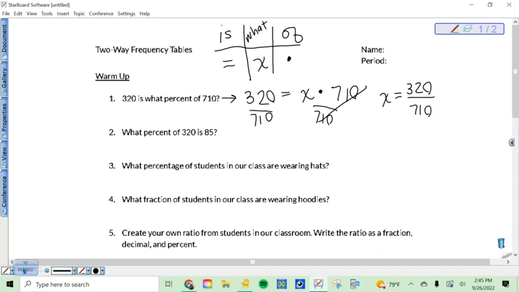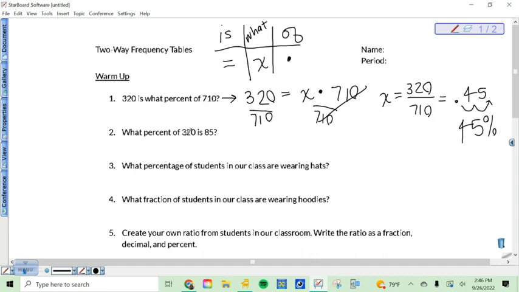Can someone tell me what that is as a decimal? The decimal. Yeah, 0.45. So what is that as a percent? Exactly, 45%. Cool. Let's do the next one.